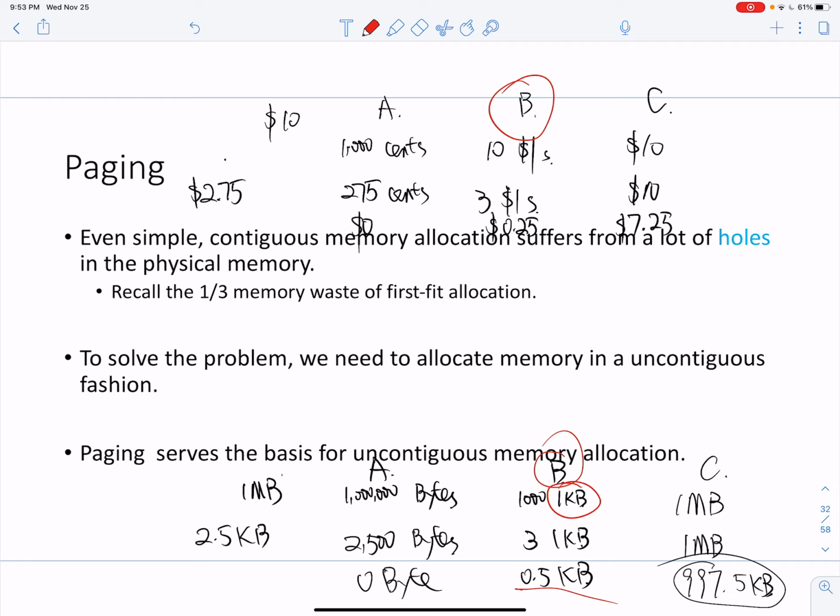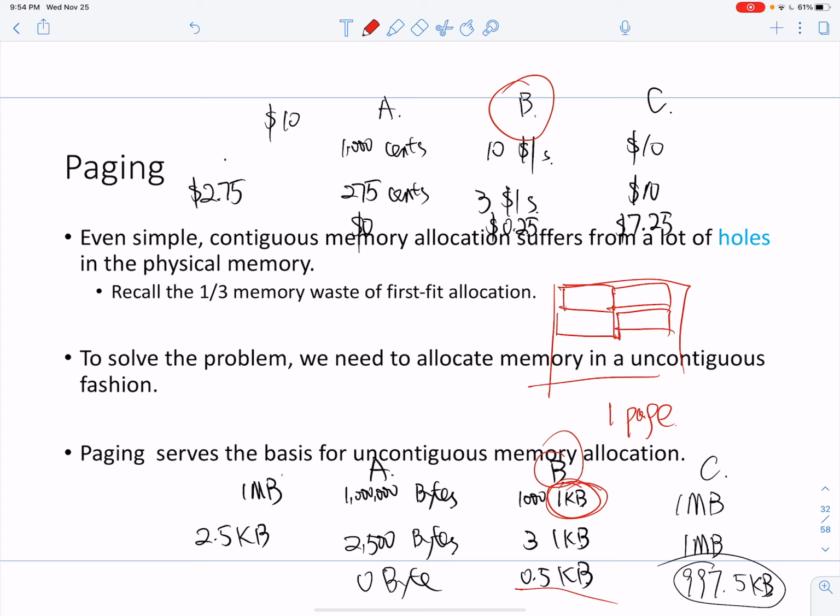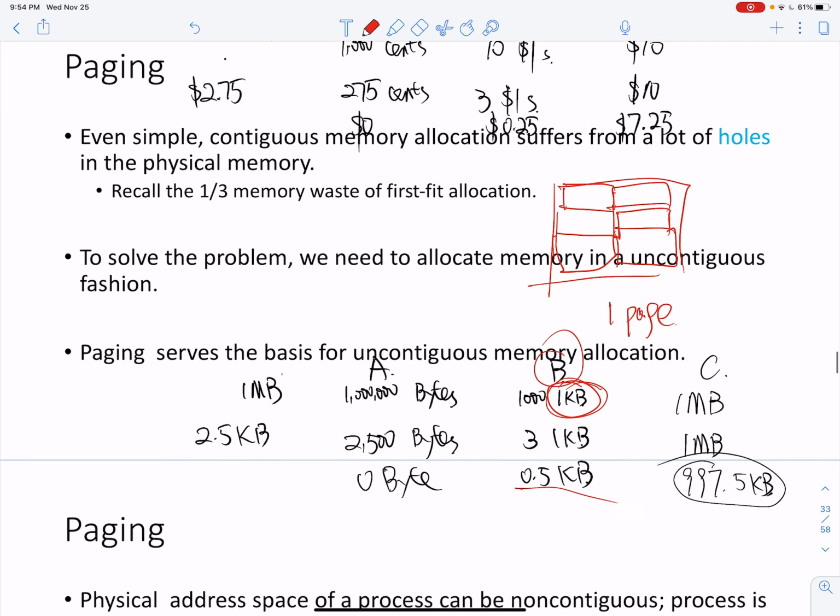This 1 KB is the minimum memory space that we are going to allocate, and we call each such unit a page. So if the page size is one kilobyte and we want to allocate some space for a program, it can only be in the format of some number of pages. We can take a page as the minimum block of space that we want to address. Suppose this is our memory space, we just divide it into different pages, and we use these equal size pages to allocate.